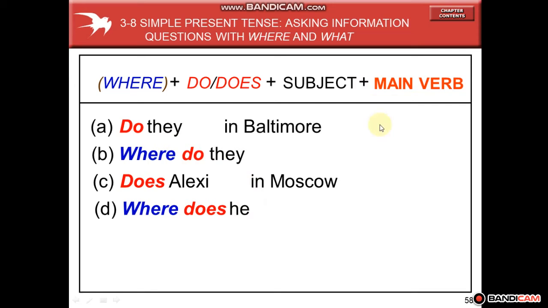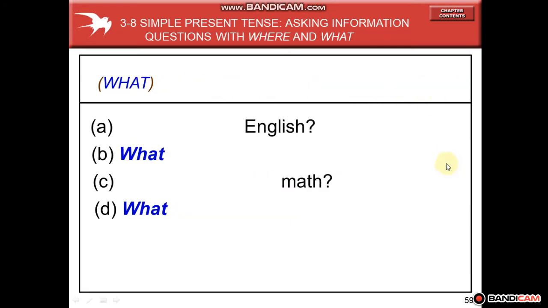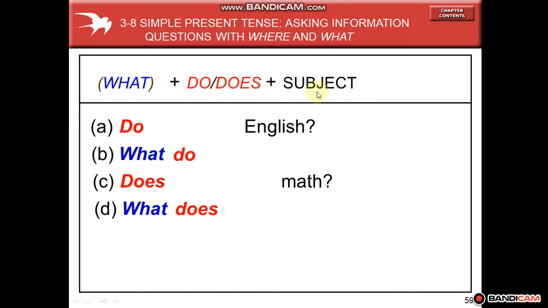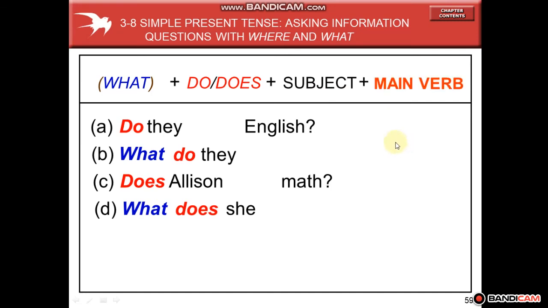And then followed by the main verb. Where do they live? Okay, look at this. This is the order here, as you see here at the top. Okay, fine. Now, what case? The rule is the same as I explained before. What plus do, does, I mean the helping verb, and then the subject, followed by the action verb, the main verb, the principal verb. Okay, is that clear? I hope it is.